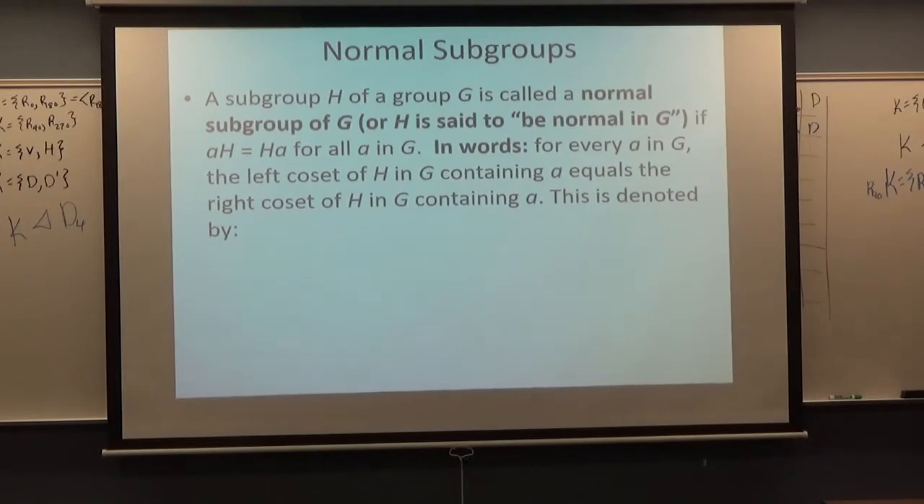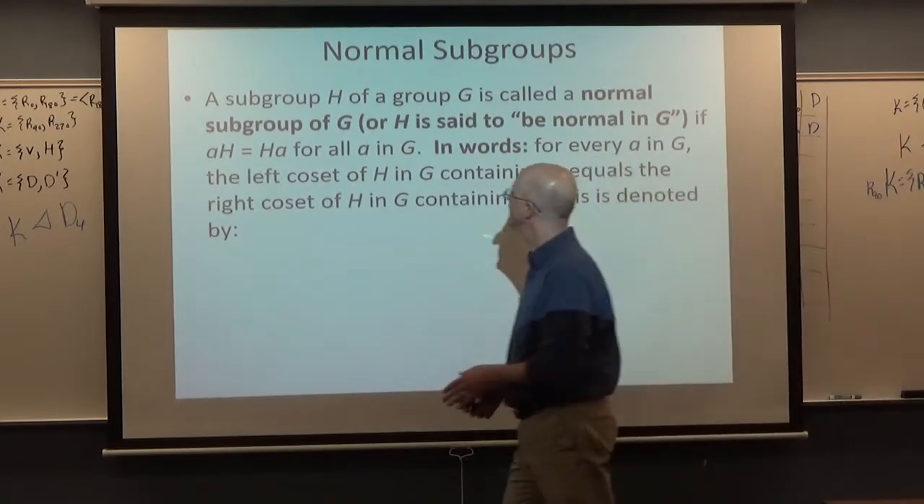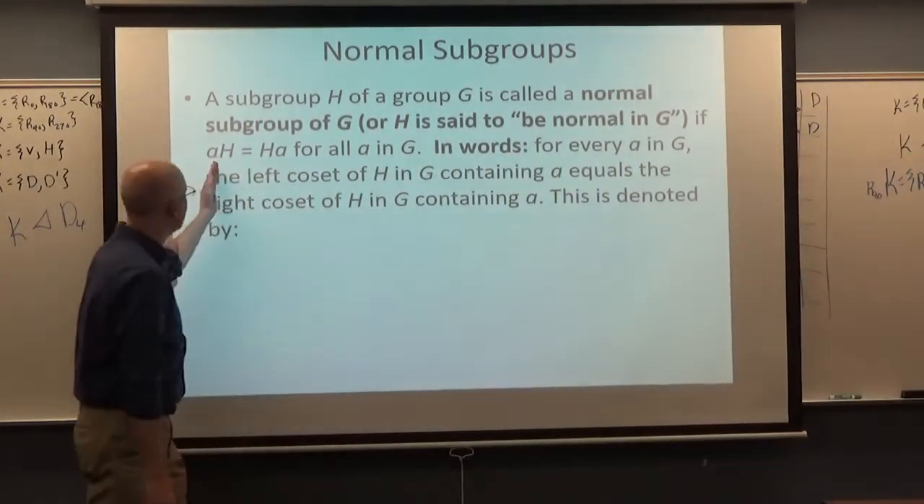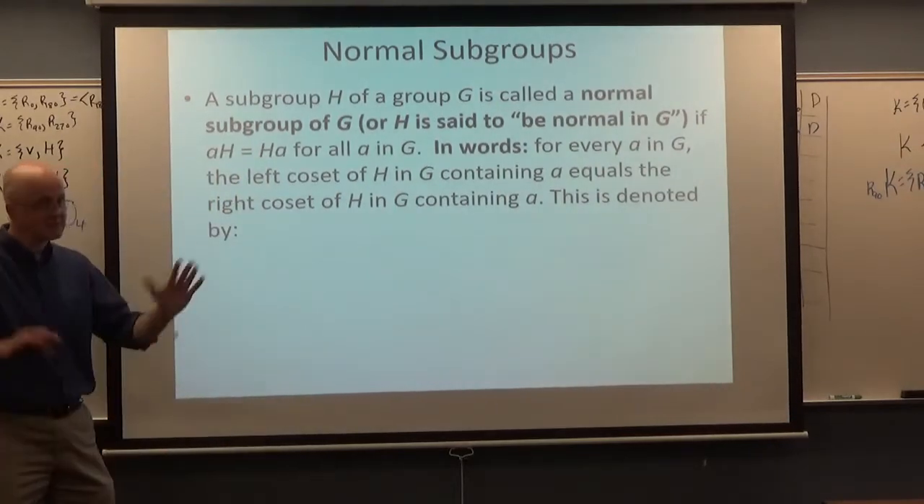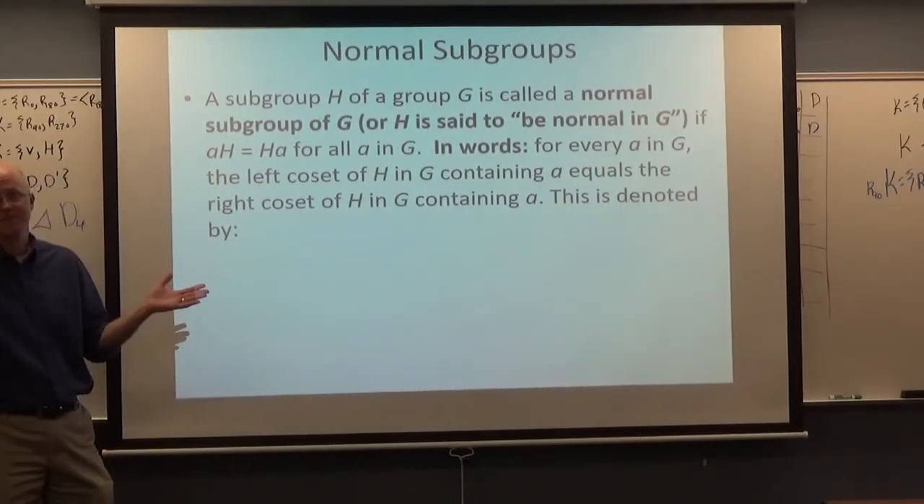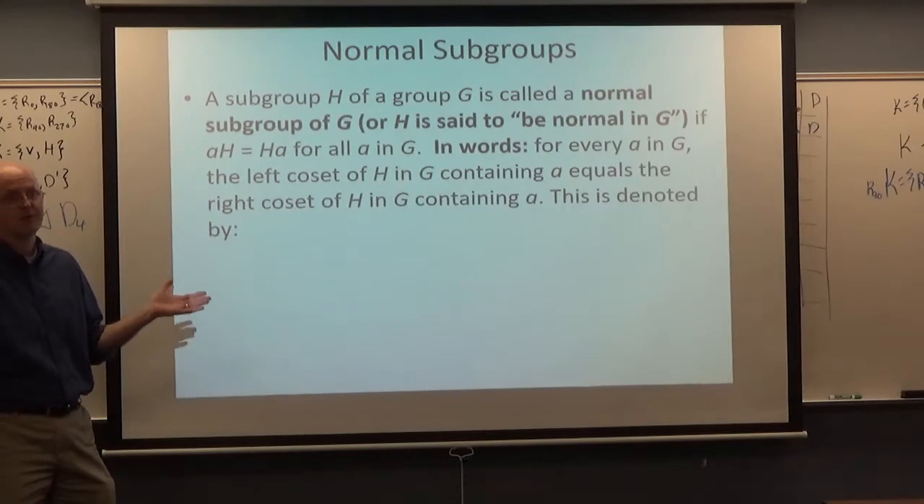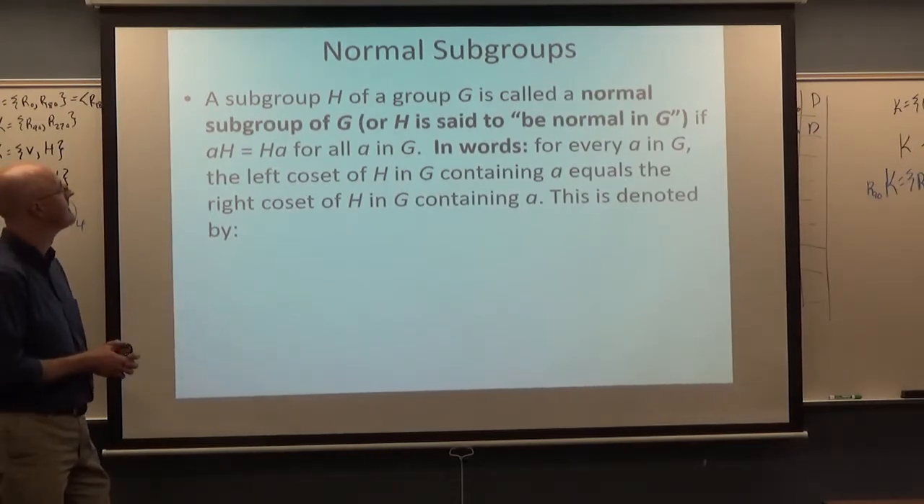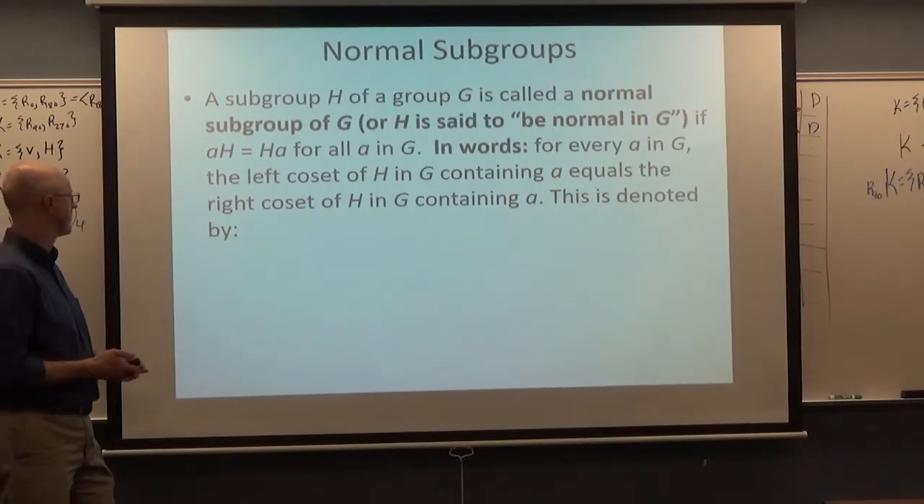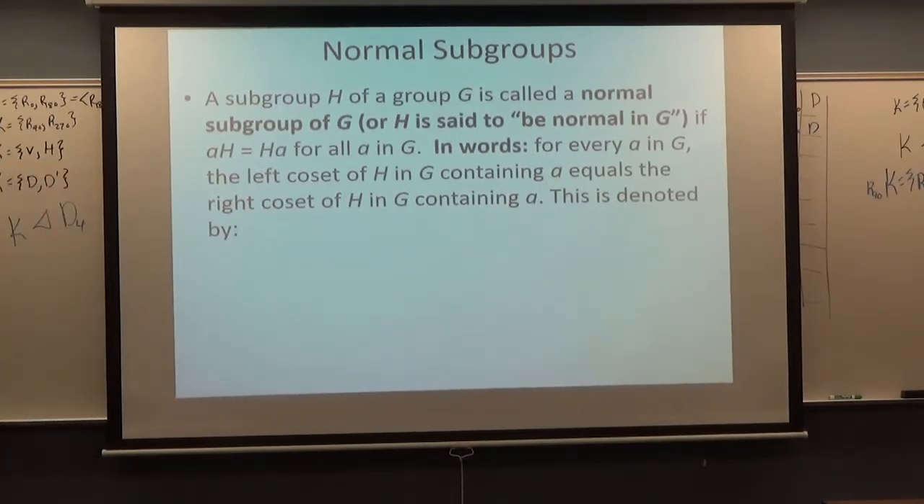Remind you again quickly what a normal subgroup is. A subgroup H is normal in G, or is a normal subgroup of G, if every left coset is a right coset. For any A in G, AH equals HA. That doesn't mean G is abelian. This can happen even when G is not abelian. In other words, the left coset of H in G containing A equals the right coset of H in G containing A.